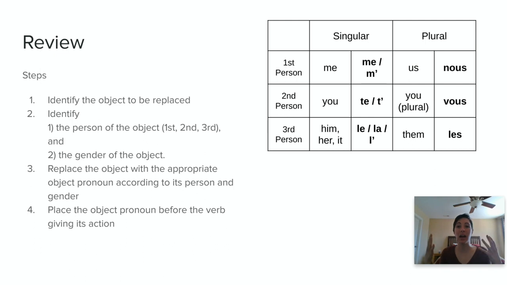Now, to review all of this, first we identify the object to be replaced. Then we figure out the person and the gender and number of the object. And third, we'll replace the object with the appropriate object pronoun. And finally, you put that before the verb to which it gives the action.